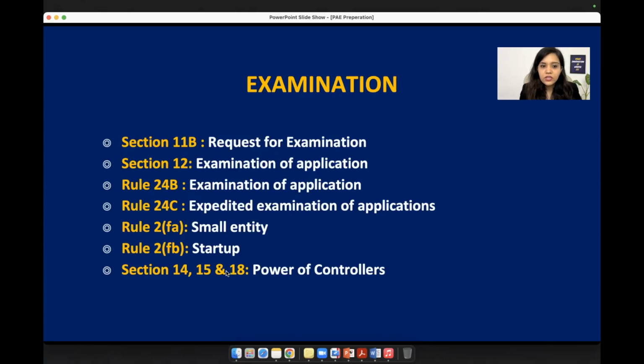These are the sections. I'll say once more so that you can open the provisions and read them. Section 11B, section 12, rule 24B, 24C, rule 2FA, 2FB, and sections 14, 15, and 18. Sections 14, 15, and 18 are related to powers of the controller, what all things the controller can do during examination. So do go through those sections once. And I think this was all about examination.